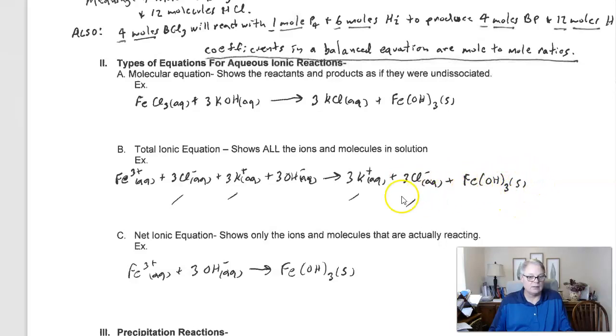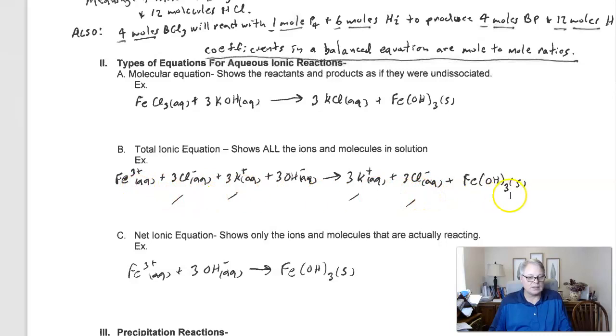Okay, that's a solid. The potassium and the chloride, when they come together, they still form something that's soluble, so therefore they still stay apart. So basically, to get from here to here, if it says aqueous, break it apart. If it says solid, keep it together. That's pretty much, in a nutshell, how it works.